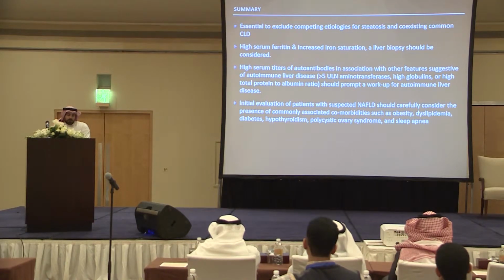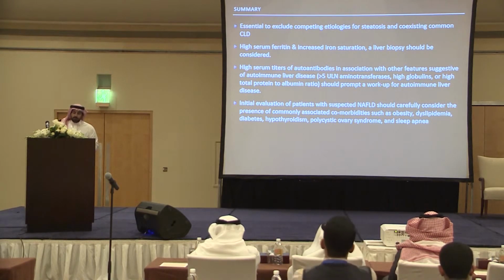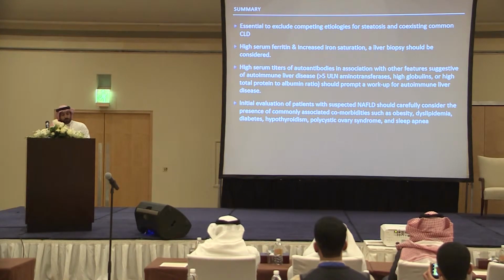So in summary, when we approach these patients, we have to really make sure that we exclude all other competing causes that can cause hepatic steatosis. We should complete the $1 million workup, getting all the antibodies, the iron, the copper, the ceruloplasmin, everything, okay? So if you do have serum antibodies and it's more than 5 times the upper limit of normal, and you've got high IgG levels, high total protein to albumin ratio, you should really think about autoimmune disease as well. Again, the initial evaluation, we should look for the comorbidities associated with diabetes, like diabetes, obesity, lipids, all these things.